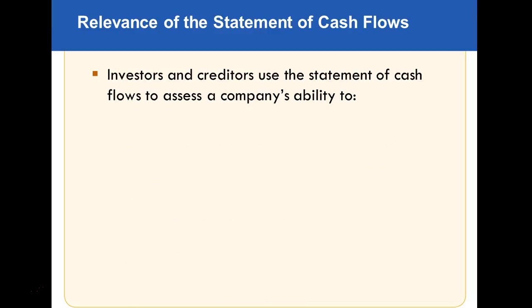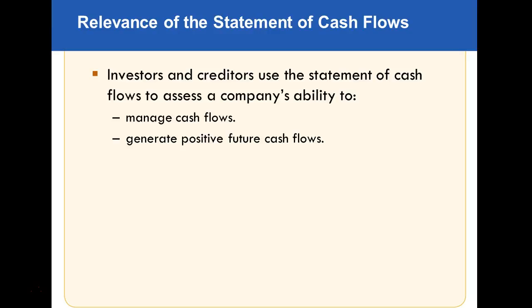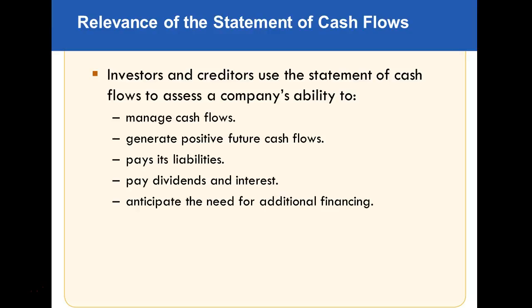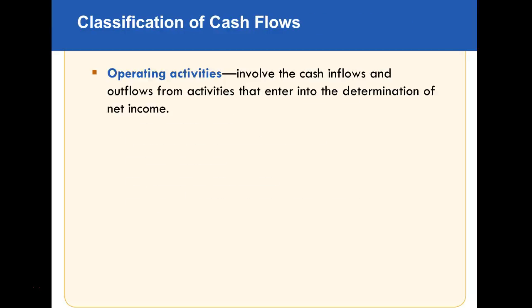Investors and creditors want to know about this cash flow statement so they can see how companies manage their cash. Do they have positive cash flows? Can they pay their debts when they come due? And can they pay dividends and interest? And then it also allows them to see if they need loans outstanding, if they need to create some loans. Now, the cash flow statement is broken down into 3 types of activities. All companies perform 3 types of activities.